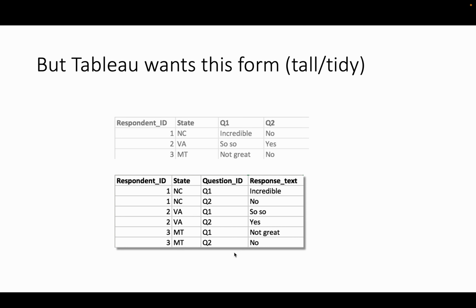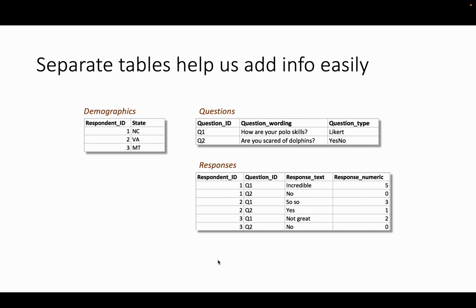What it wants is this tall or tidy format. Tidy is a term that's used within the R statistical language world. And here we have one column for each type of information. The original data had question responses in multiple columns and had question IDs as the headers to columns. What Tableau wants is one column with question IDs and one column that's going to contain all of the different responses that people gave. And now you can see what we have to do: the respondent IDs and their demographic information gets repeated for each question that these people answered. Okay, so that's the form that we want.